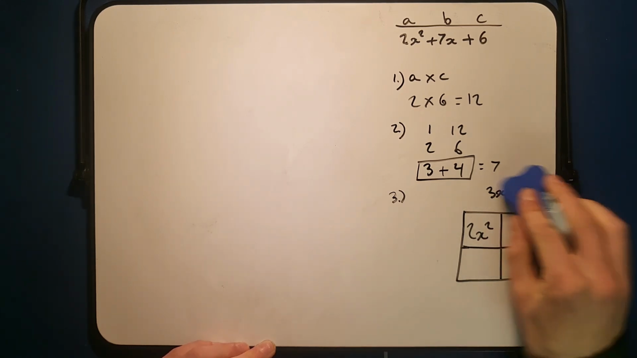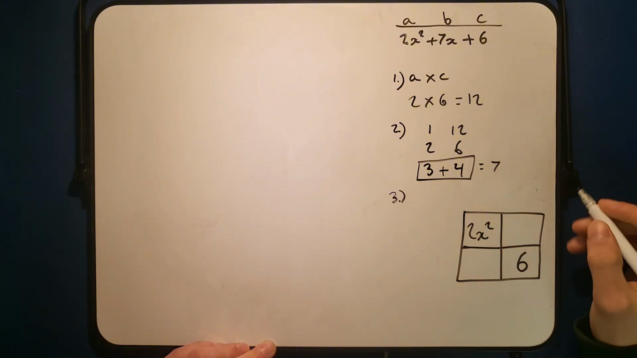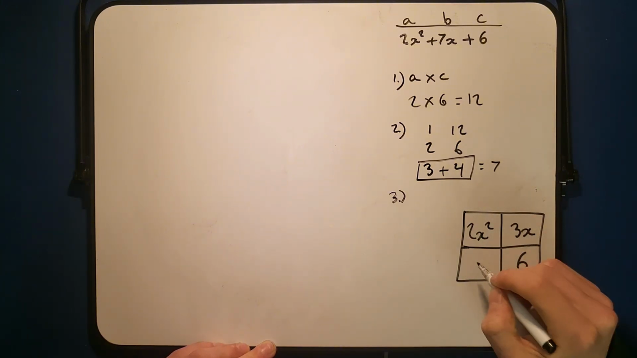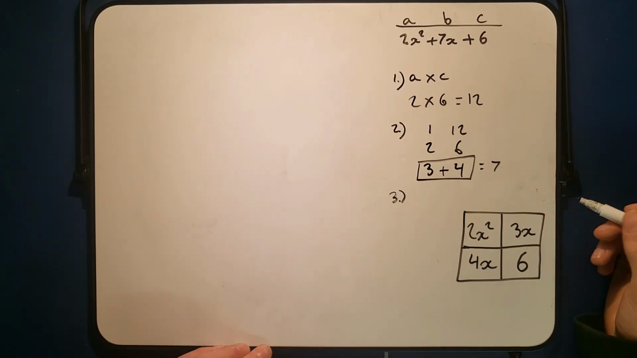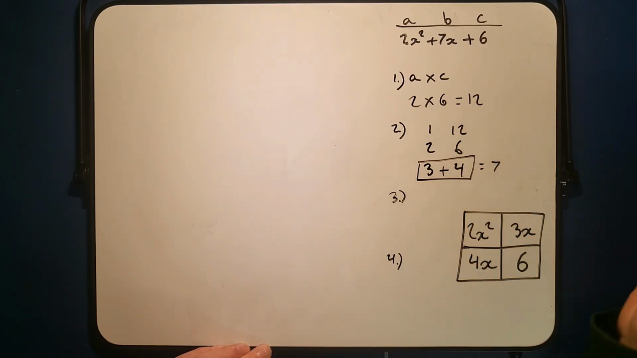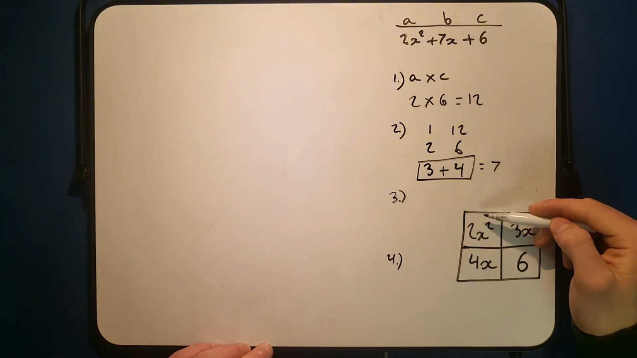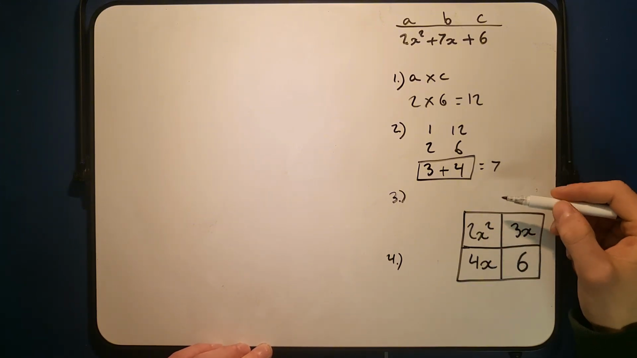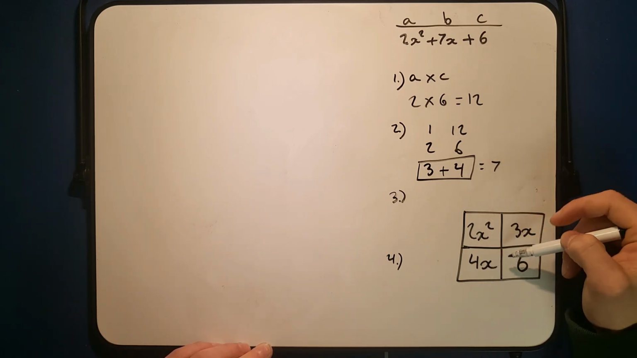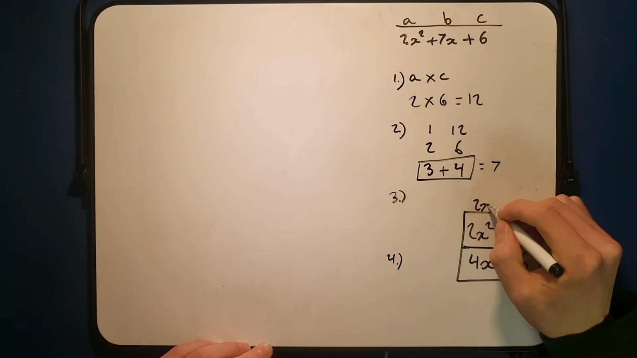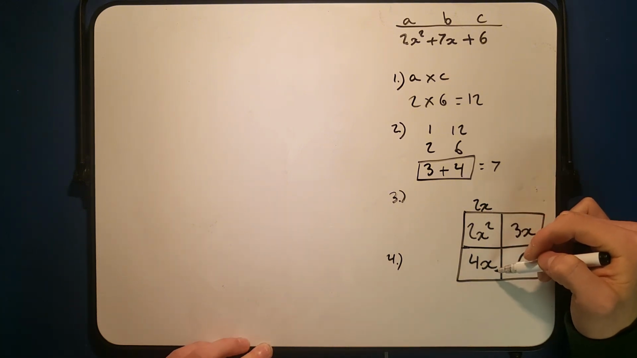Okay? So in this square, it doesn't matter which square. You can put the 3x here or the 3x here. So I'm going to put the 3x here and the 4x right here. This is step 3. Now, step 4, you need to see in this column here what numbers go into 2x squared and 4x. And that would be 2x, right? Because 2x goes into 2x squared and 2x also goes into 4x.